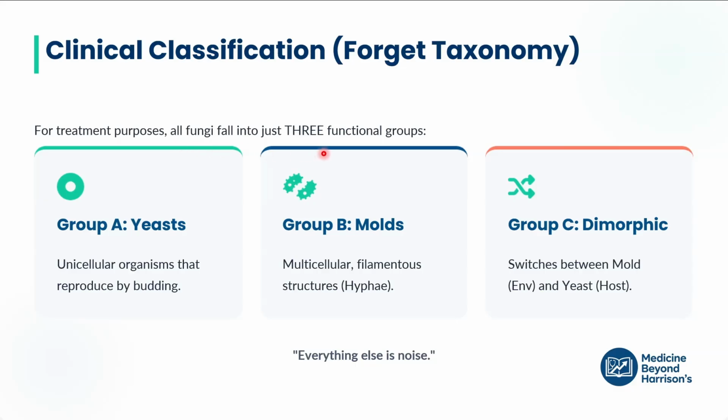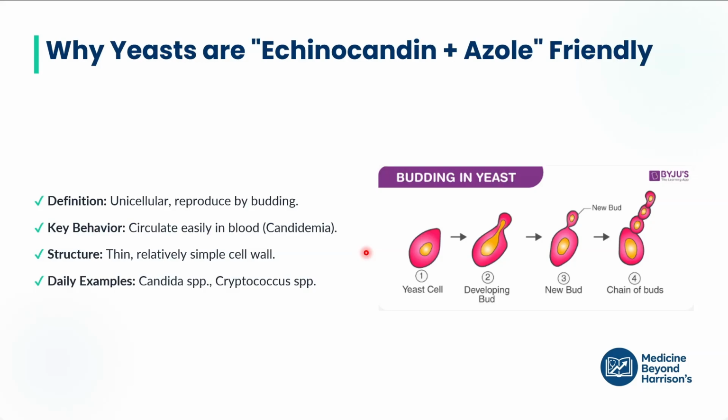So all the fungi fall into just three functional groups for the treatment aspect. For yeasts, echinocandins and azoles work plenty. Why? Because of the yeast cell. It divides by budding, creating a new bud, which then forms a new yeast cell. So these are unicellular and reproduce by budding. So they easily circulate in the blood, causing candidemia. The structure is relatively simple, with a relatively simple cell wall. Examples are Candida species and Cryptococcus.